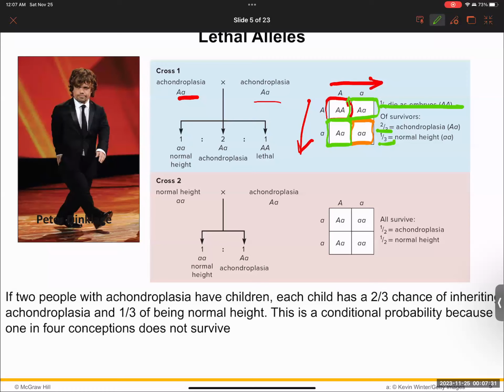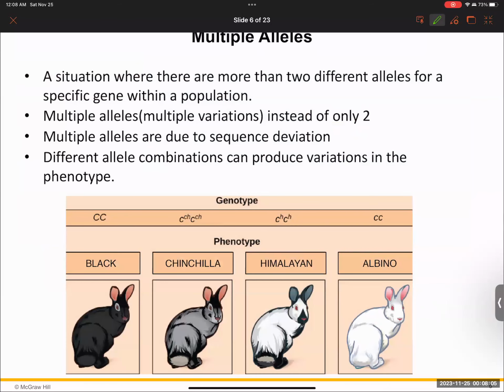You may also take a look at a person who has a normal height, so homozygous recessive, having a child with somebody with achondroplasia. What is the chance of their child being normal or having achondroplasia? If you follow the Punnett square, you have a 50% chance of having a normal height and a 50% chance of having achondroplasia.